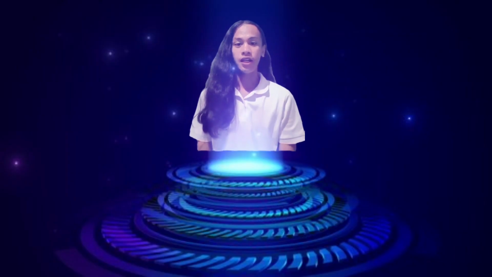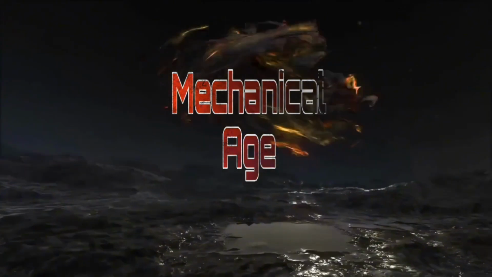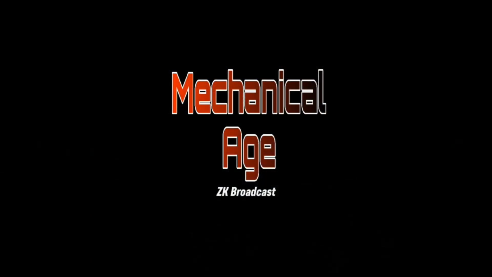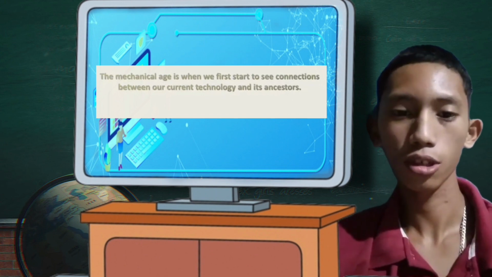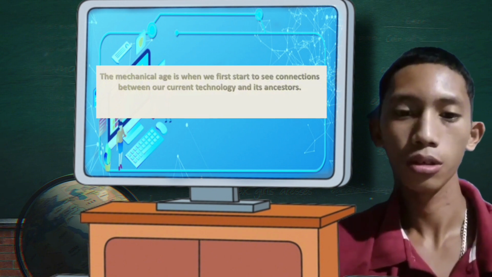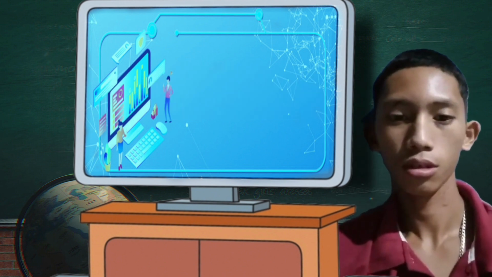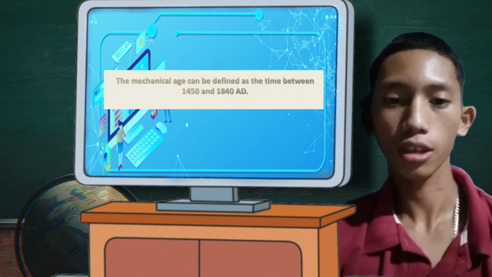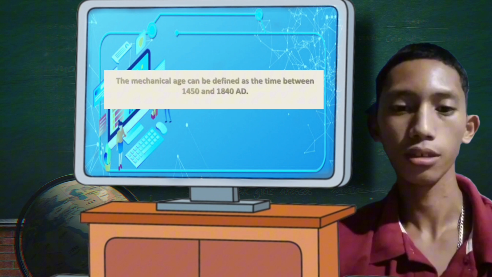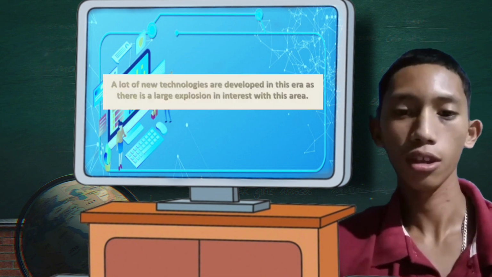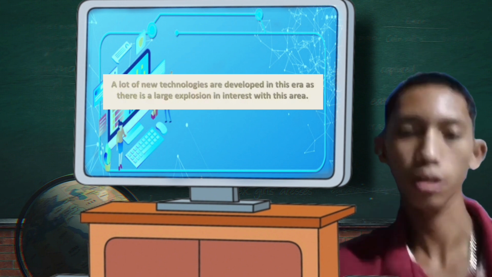The second is mechanical. The mechanical age is when we first start to see connections between our current technology and its ancestors. The mechanical age can be defined as the time between 1450 and 1840 AD. A lot of new technologies were developed in this era as there was a large explosion of interest.